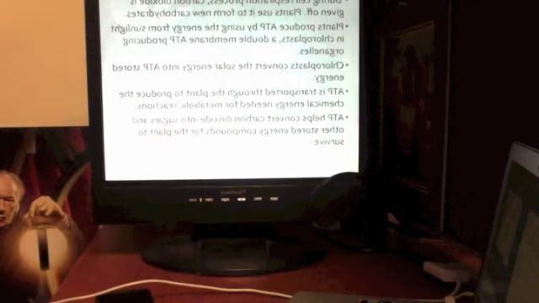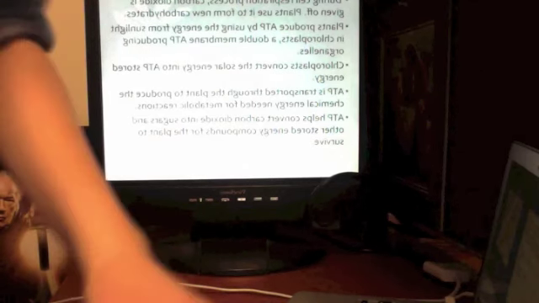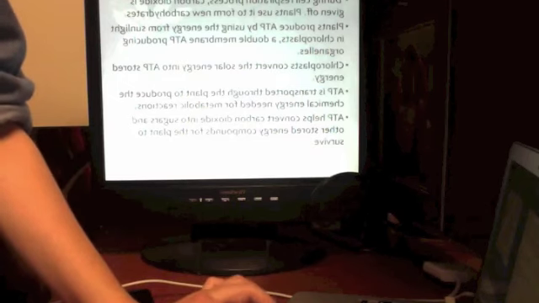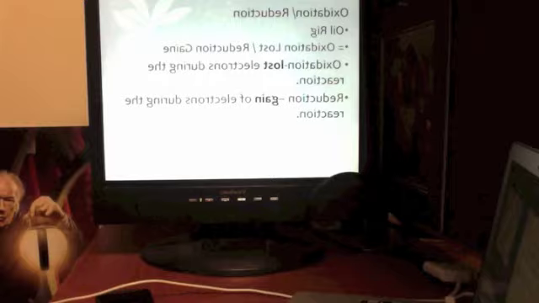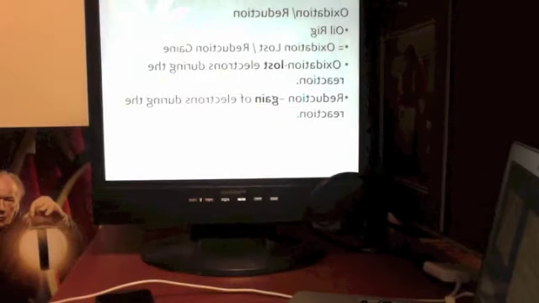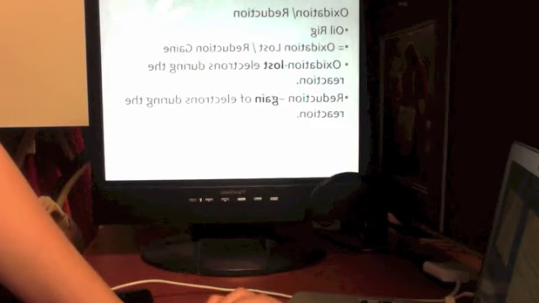ATP then helps convert carbon dioxide into sugars and other stored energy compounds for the plant to survive. Oxidation reduction. How I like to think about it, guys, is OIL RIG. Oxidation is loss, reduction is gain. Oxidation is, like I said before, the loss of electrons during the reaction, and reduction is the gain of electrons during the reaction.